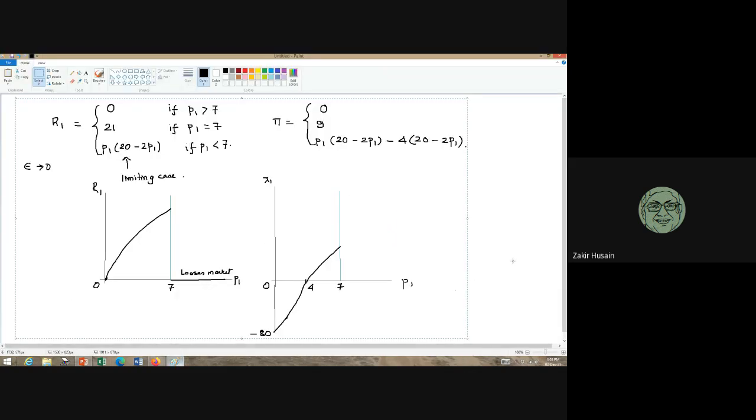In the second graph, won't it be equal to 0? Like, won't it be parallel? Not parallel, sir, on the P1, so after 7. Oh, that part. Yes, of course. Again, profit will become 0. Yeah, you are right.